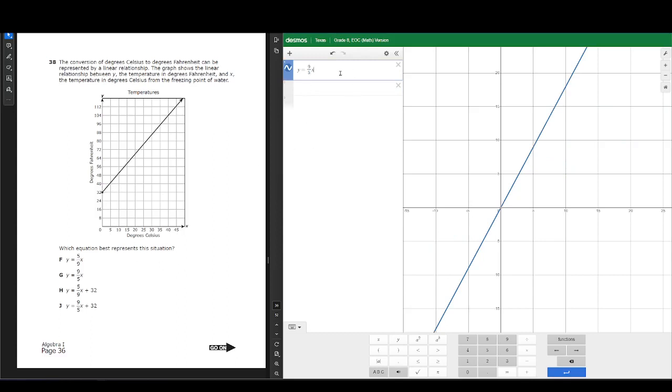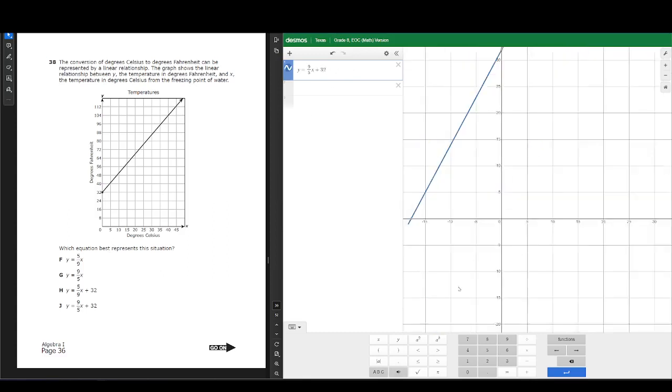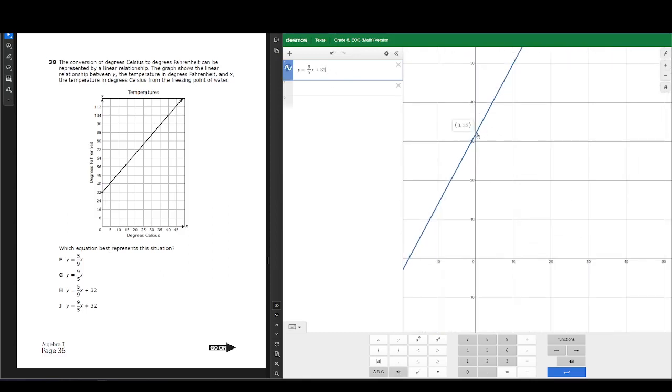So then I'm going to try J next because I already have 9/5 here. So that one has a y-intercept of 32, which does match that. And just for completeness sake, let's try 5/9. That has a y-intercept of 32. So it could be H or J. We need to find another point. So if we look at 5 Celsius, we're at about 40, just over 40.